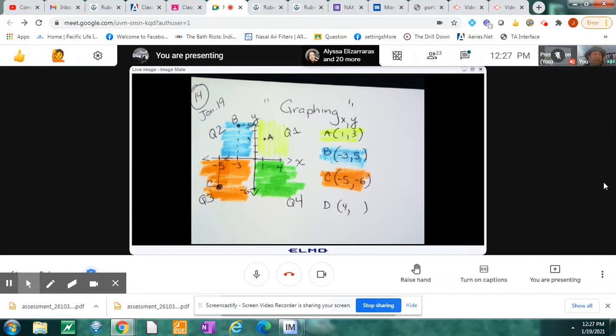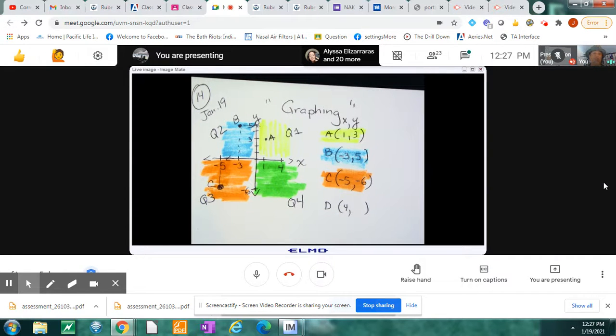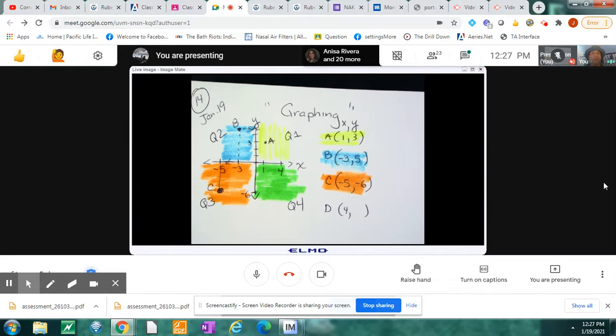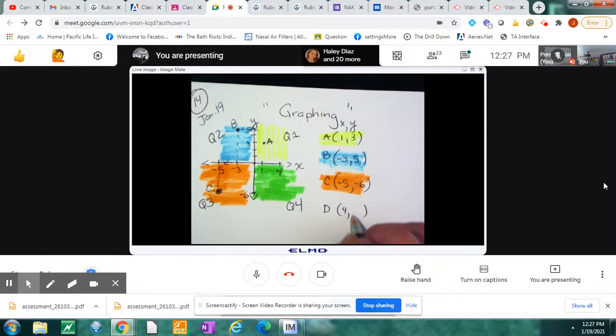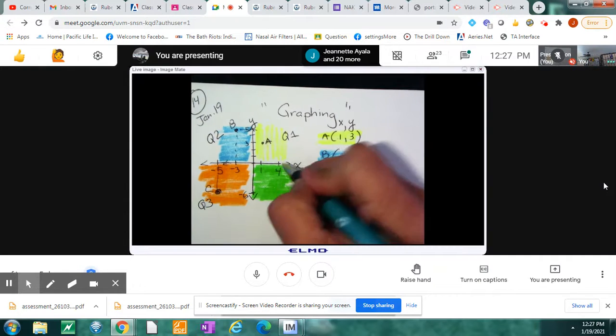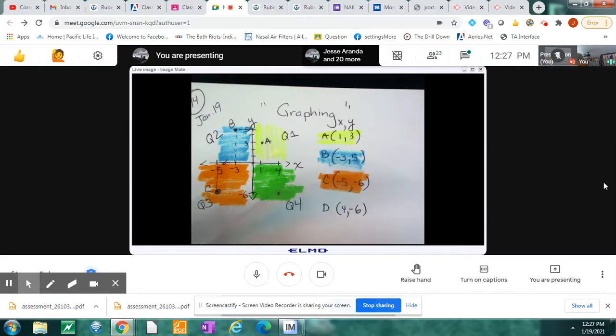So I could pick negative a million. Still going to be in the green. I could pick negative 99, negative 4. I could pick any number, but as long as the first is positive and the second negative, it's going to be in the green. I'll put negative 6 again. All right. So 4, negative 6. Bam. All right. So go ahead and copy that.